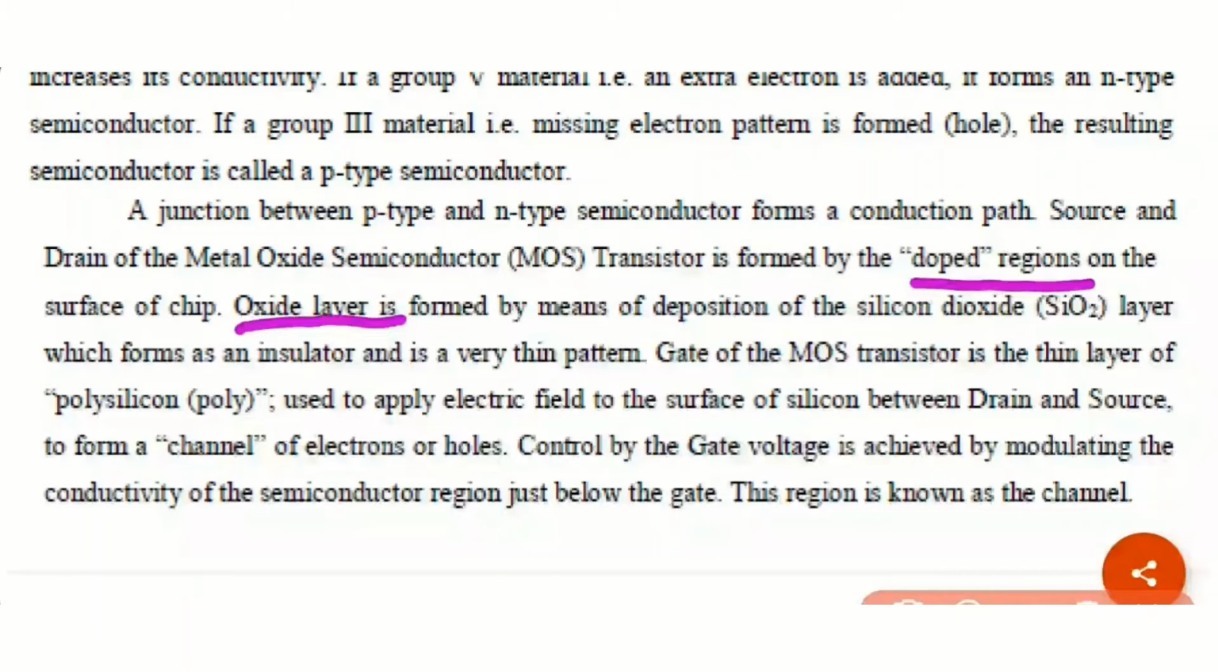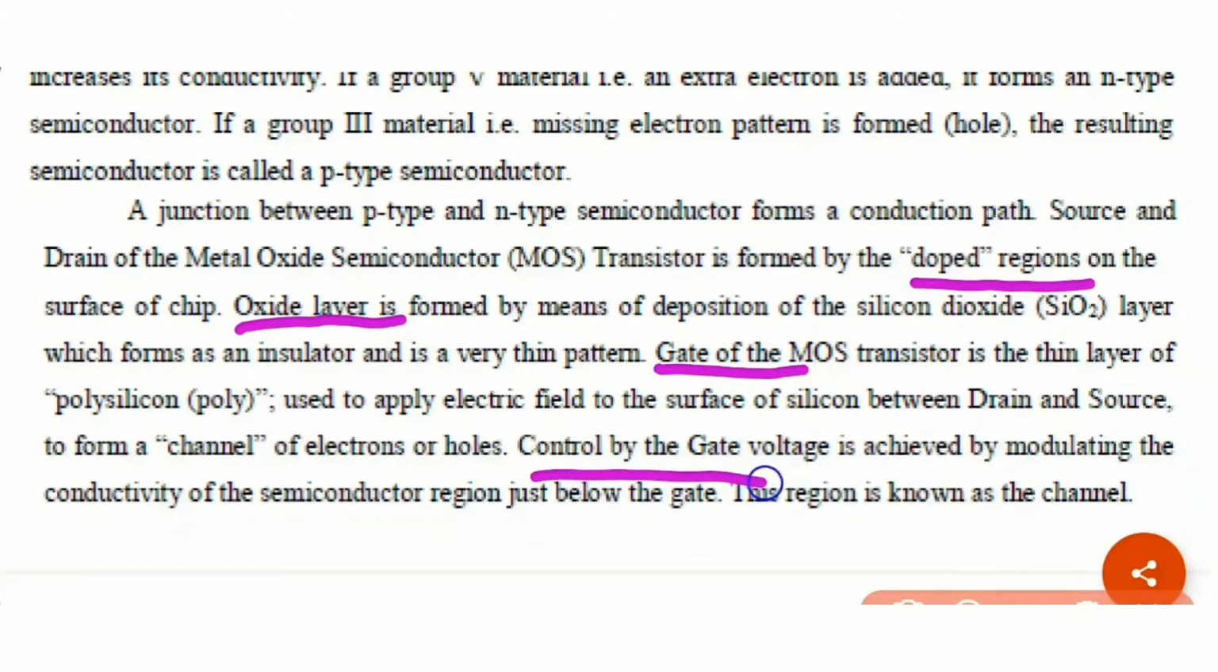Clear? The gate of the MOS transistor is the thin layer of polysilicon, okay, used to apply electric field to the surface of silicon between the drain and source to form a channel of electrons or holes. The gate will be at the center. On one side you will have the drain, on the other side you have the source. In the center we have the gate.